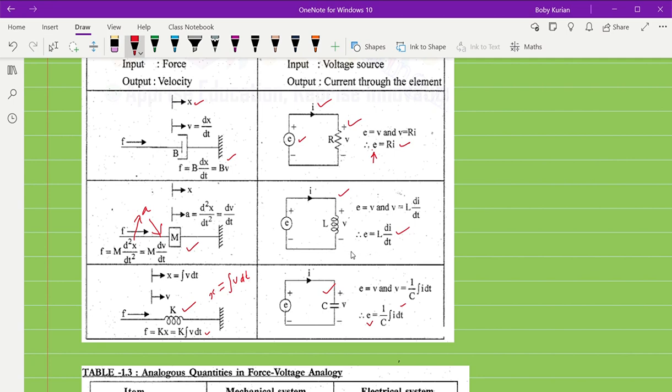Mass can be replaced by an inductor. The inductor's equation is E equals L into di by dt. Okay, di by dt.